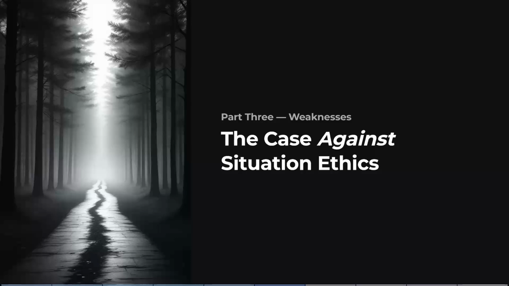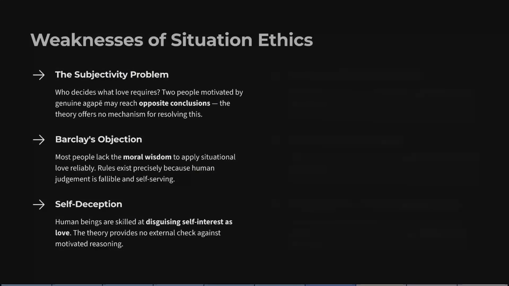The six objections are the subjectivity problem, William Barclay's objection, the self-deception problem, consequentialist uncertainty, the vagueness of agapē, and the dangerous reach of proposition 5. Each strikes at a different part of the theory, and together they raise serious questions about whether situation ethics can function as a complete, reliable moral framework. So let's look at the first three here.